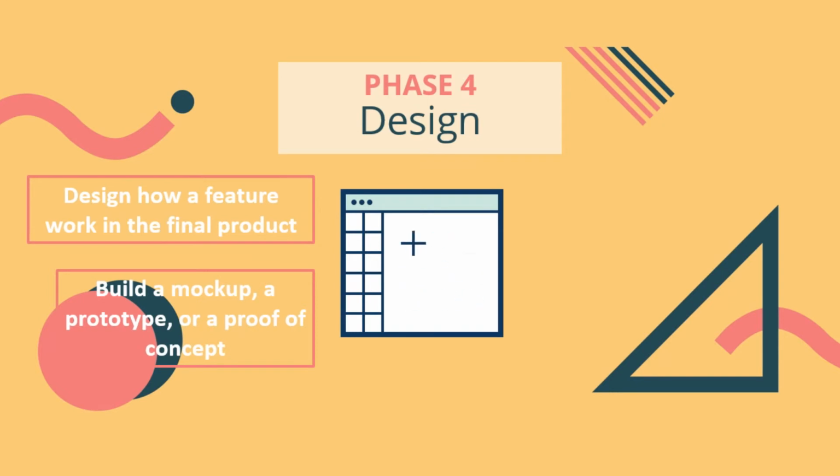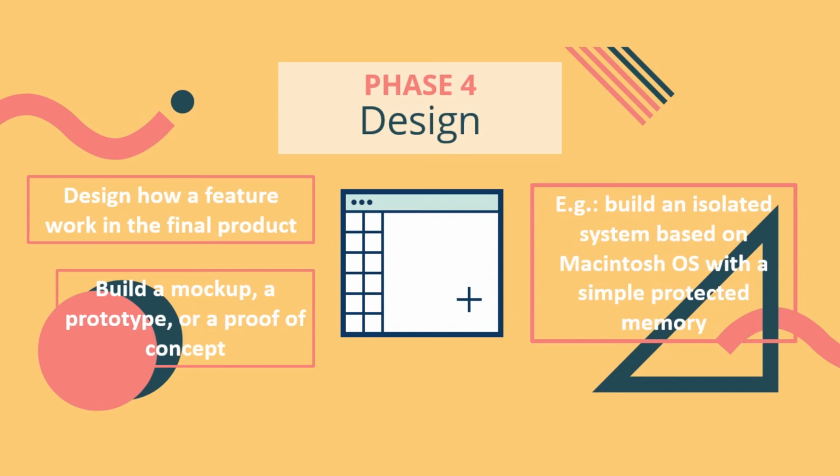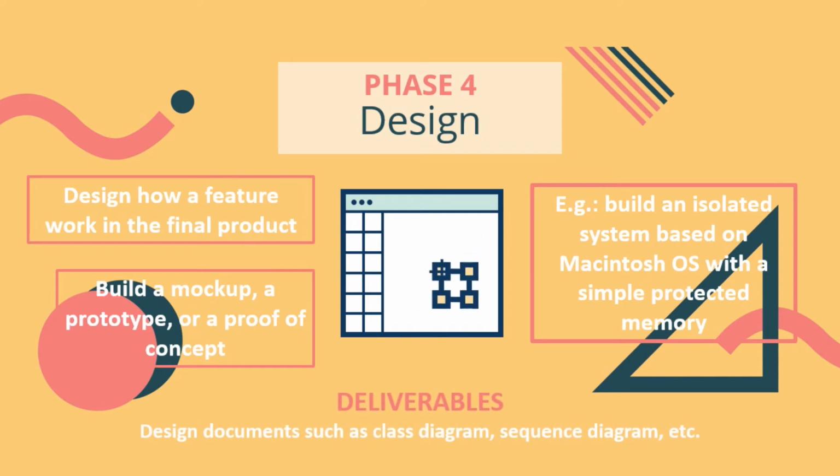For example, we can try to build an isolated system based on Macintosh OS with a simple protected memory, just to see how it will impact the OS and whether it will be compatible or not. The deliverables of this phase are design documents, such as class diagram, sequence diagram, etc.